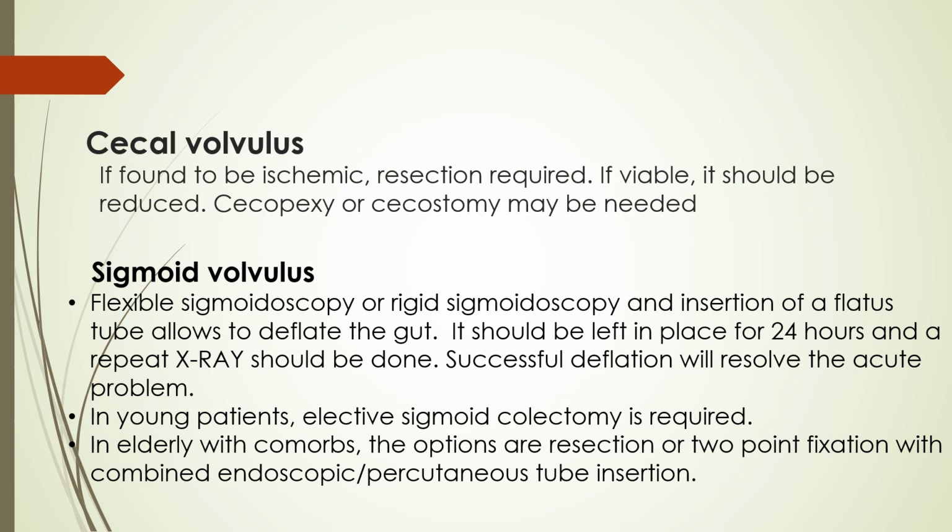In sigmoid volvulus, a flatus tube is inserted with the help of a flexible or a rigid sigmoidoscope to deflate the gut. This is left in place for 24 hours and a repeat X-ray is done. Whereas in elderly patients with comorbidities, the options are to resect or to do a two-point fixation with a combined endoscopic or percutaneous tube insertion.